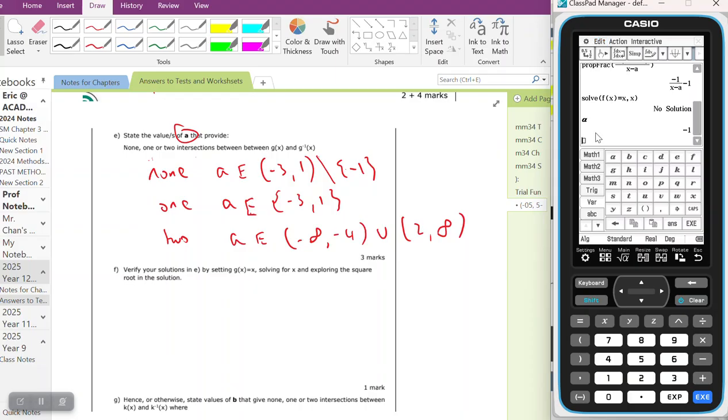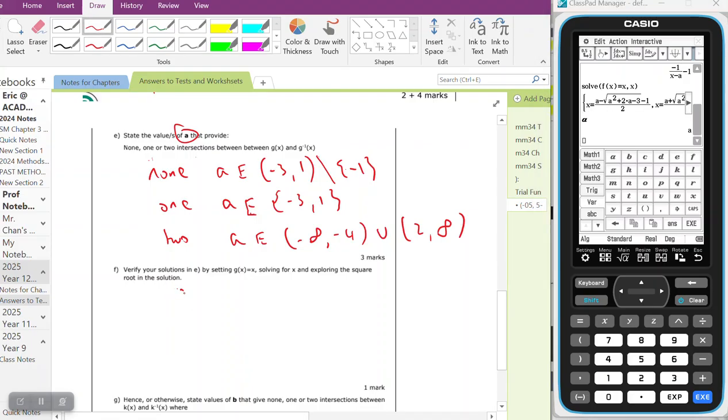It's very important that you realize this, because if I don't clear the variable, it's taking the A value as negative 1. That's why you have no solution. So let's do this again, and you'll see that I have an A value now. So A would be the plus minus version of that fraction. If I let g of x equal x, then x equals A plus or minus the square root of A squared plus 2A minus 3, minus 1, over 2.